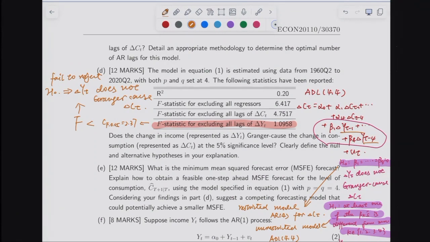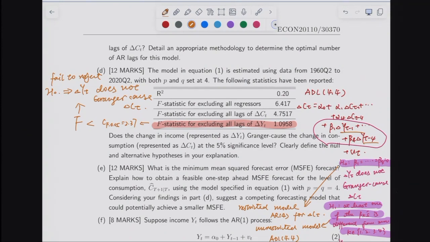The dependent variable, delta C_t, is the variable that we're interested in. Granger causality is about testing whether variables or information coming from a different series help to predict the given series. So it's about Y_t coming from a different series helping to predict C, not about whether the path of C itself helps to predict the future value of C. Make sure you go back and check the final set of lecture slides on time series, okay? It's not the F statistic for excluding all lags of delta C_t, but the one where we exclude all lags of delta Y_t, okay?